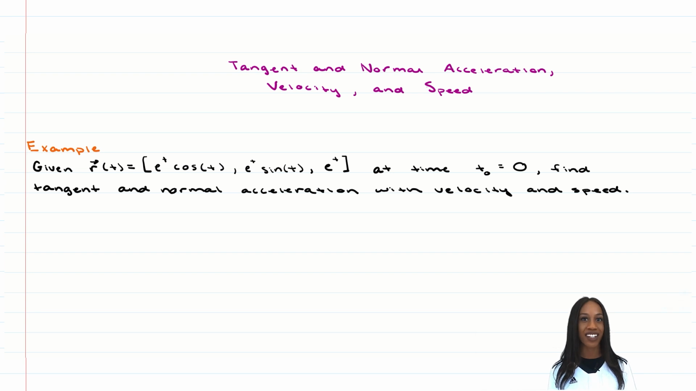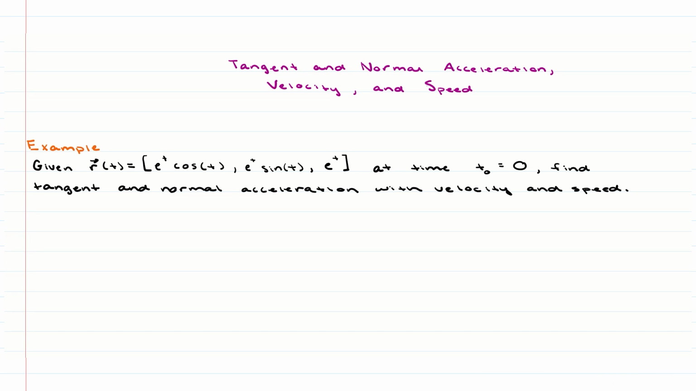Alright, now let's take a look at this example. Our example says, given the position vector e raised to t cosine of t, e raised to t sine of t, e raised to t at time t equals 0, find the tangent and normal acceleration with velocity and speed.